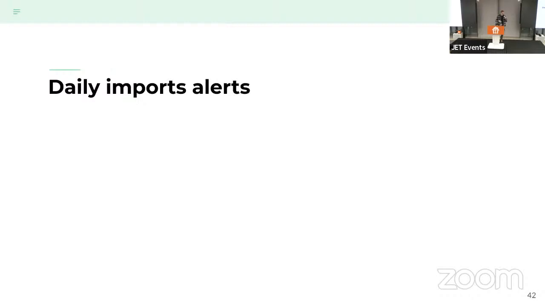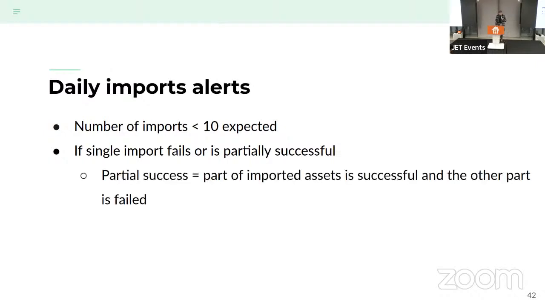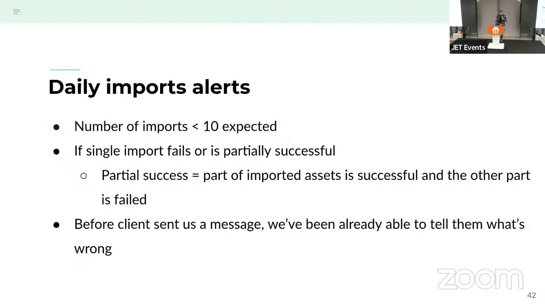And how do we know that data gets imported correctly? We have a few alerts to see the results. We know that there are 10 files to be ingested, so if there are fewer, we throw an error. If the import fails or is partially successful, we also throw an error. Thanks to that, we know almost right away that something is wrong, and we can debug the files with the customer, even before he alerts us.